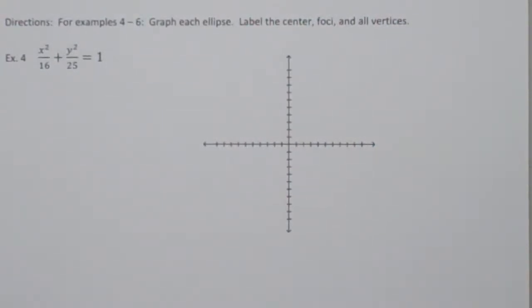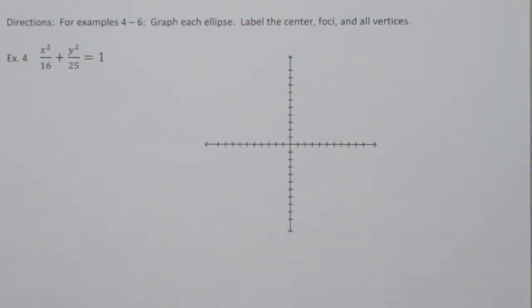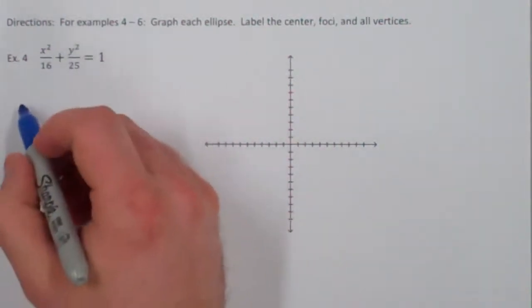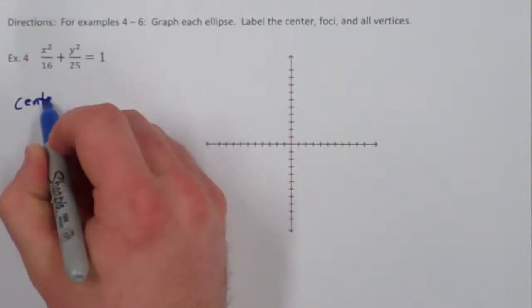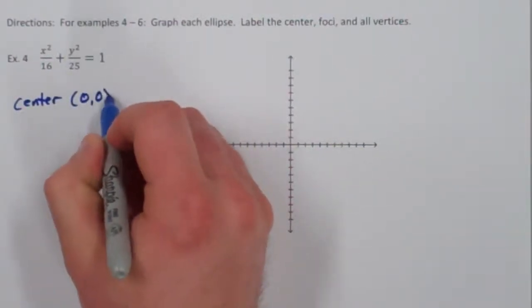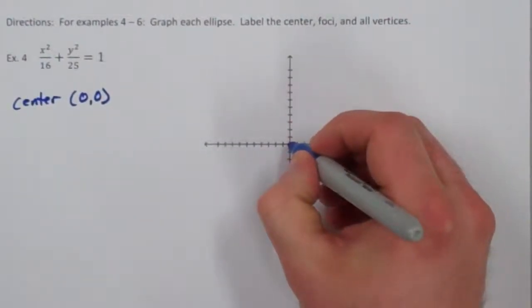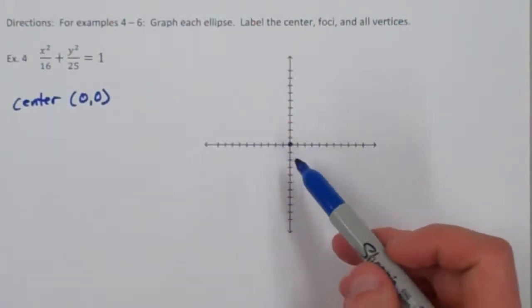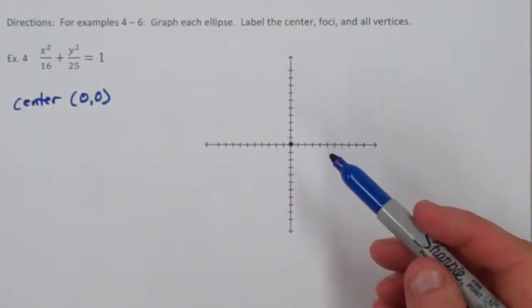For example 4 here, we need to graph this ellipse. We're going to label the center, foci, and then all the vertices. So let's figure out the center for this one to begin with. Our center looks to be 0, 0. There is no h and k up there, so we'll be at 0, 0. If you want to, you can go ahead and plot that. Doesn't matter when you do it, but it's nice to do when we find our foci and the vertices.